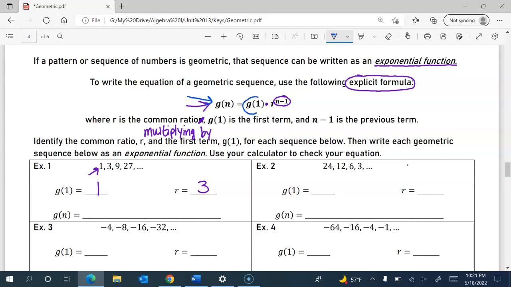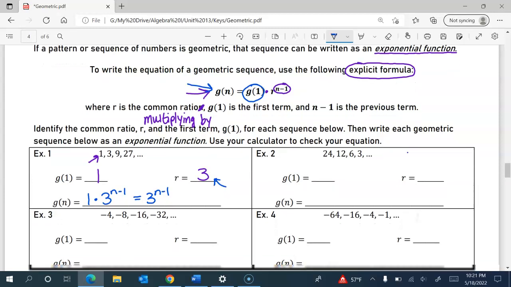g of n equals g of 1, so my first term, that was 1, times r. r is my common ratio. We found that r was 3. So 3 to the n minus 1. Right? You can make that look slightly prettier. And you remember 1 times anything is just that anything. So you could even write that just like this. I would accept either answer. Okay, don't feel like you need to take it a step further. It just makes it look nicer, right?